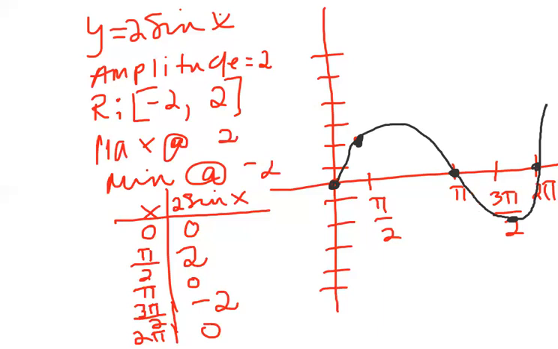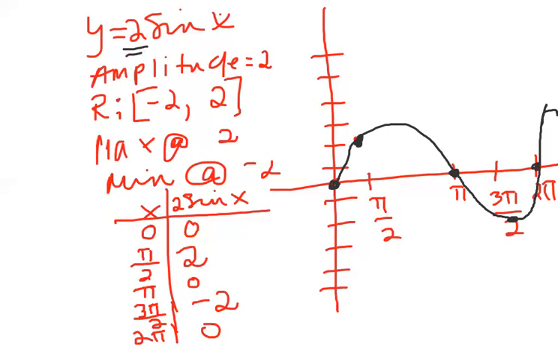Okay, guys? So this is indicating a full cycle or a full period of the graph, okay? So guys, right here, we've graphed the sine graph, okay? Now remember, this one had an amplitude of 2, so that's why it's stretched out like that.